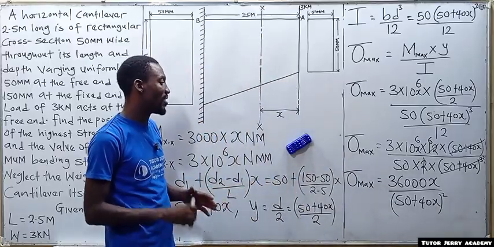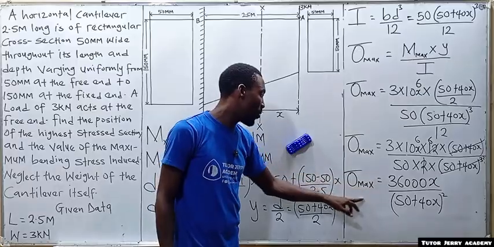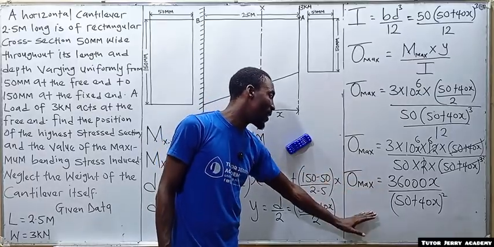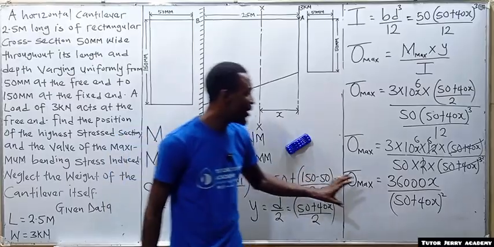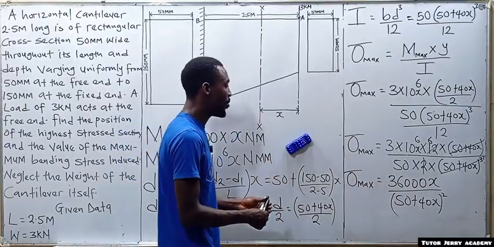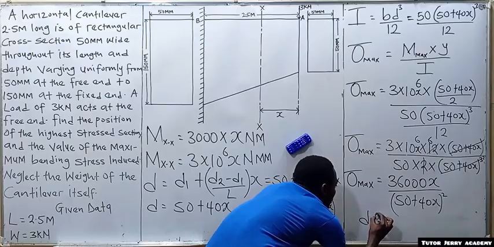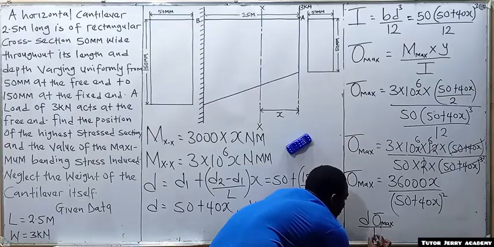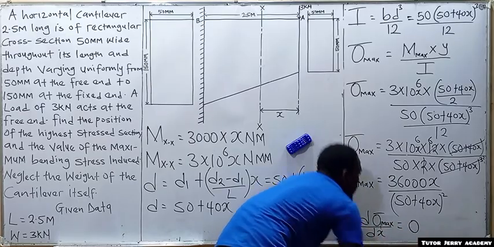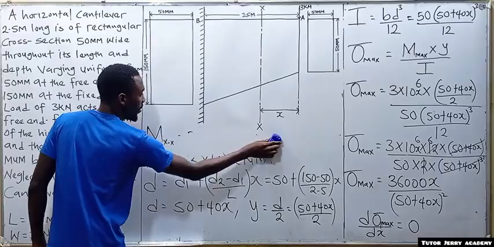Now for our stress to be maximum, the differentiation of this maximum stress in respect to s must be equals to 0. Exactly. So we are going to need to differentiate what we have here. That is, for maximum stress, d of stress in respect to ds will be equals to 0. All right, so that's what we are going to differentiate.